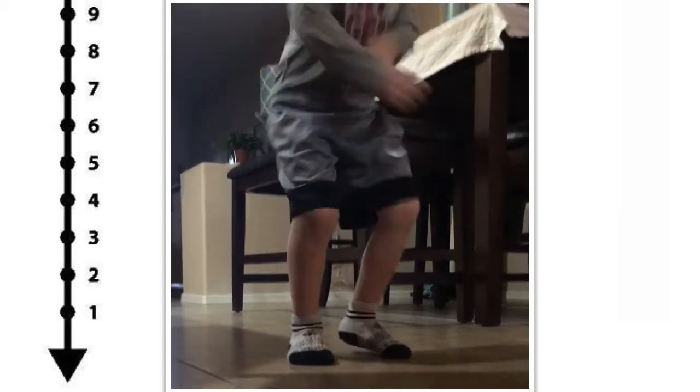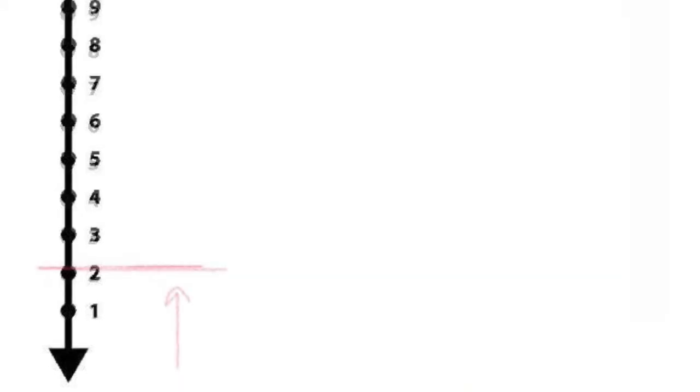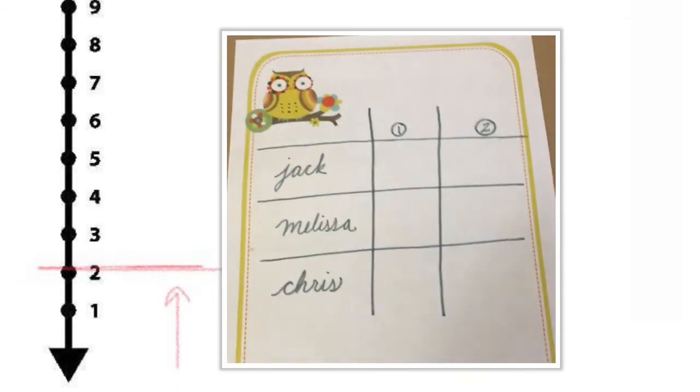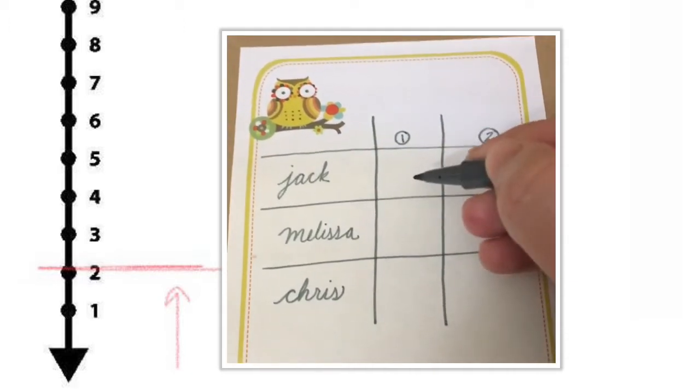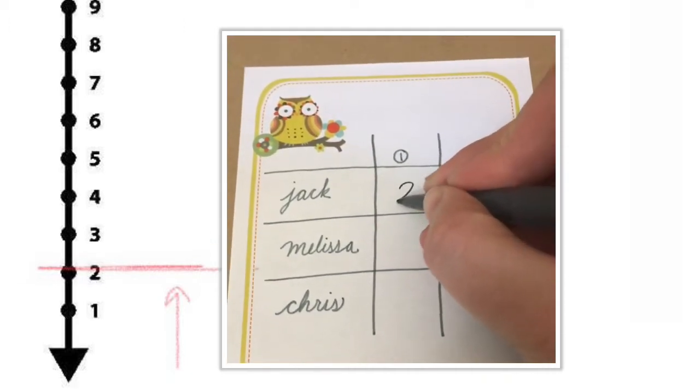Ready? Whoa! Let's record the data. Jack's first jump was 2 units high.